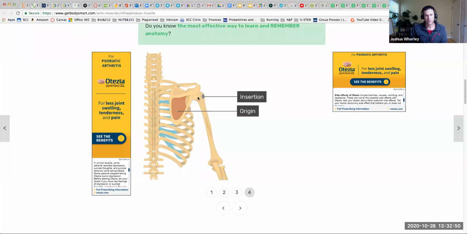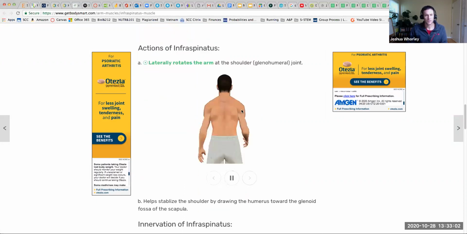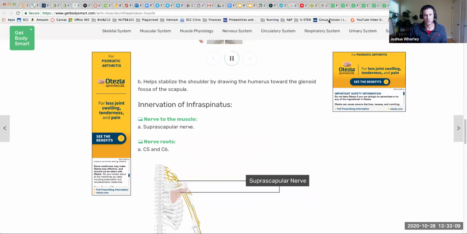So here again, primarily a fixator, but you can probably guess that it's doing a little bit of lateral rotation of the humerus, right? So here's a little bit of lateral rotation of the humerus. It's contributing a little bit to that, as well as being a fixator.